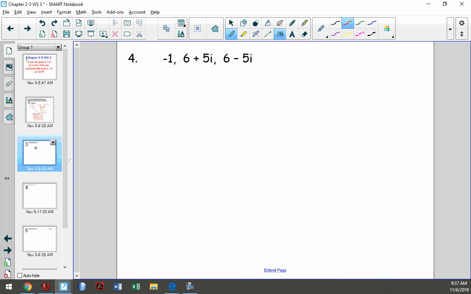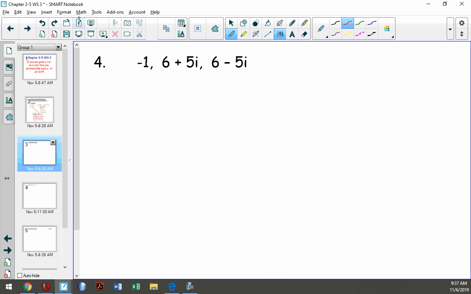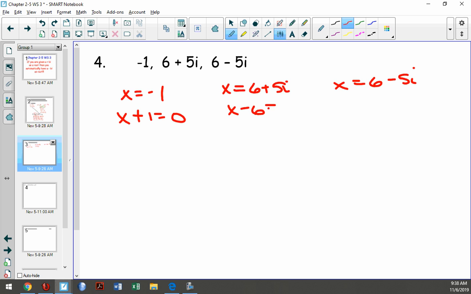Number 4. What do I do first? Look for your imaginary roots. Do I have the conjugate of them there? I absolutely do, so I know I'm done. I don't need to add any more additional roots. So I'm going to go ahead and say that x is equal to negative 1, and x is equal to 6 plus 5i, and x is equal to 6 minus 5i. Bring this over, so x plus 1 is equal to 0. Bring over the 6, x minus 6 is equal to 5i. X minus 6 is equal to negative 5i.